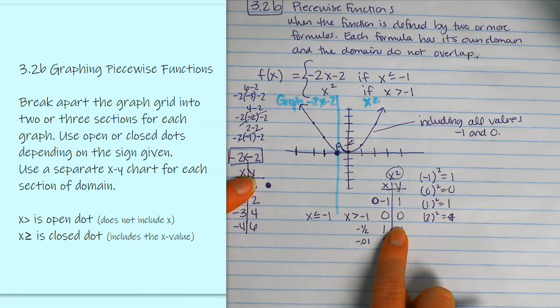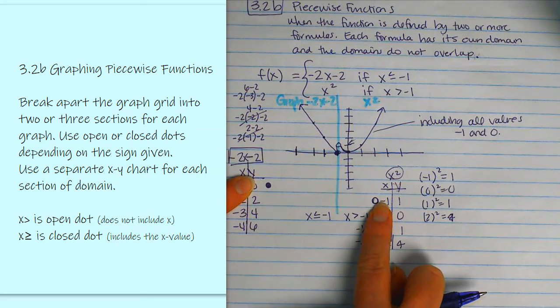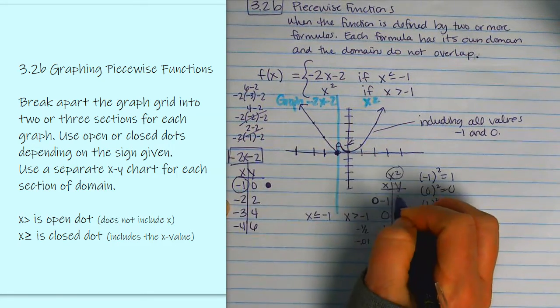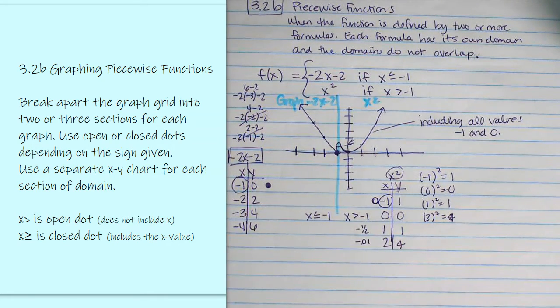So in your piecewise functions, one piece will have a closed circle and one piece will have an open circle at the same x value. That's how you make it still be a function.